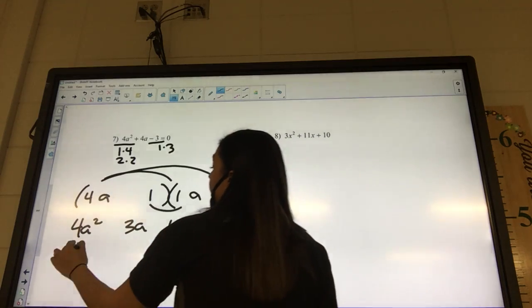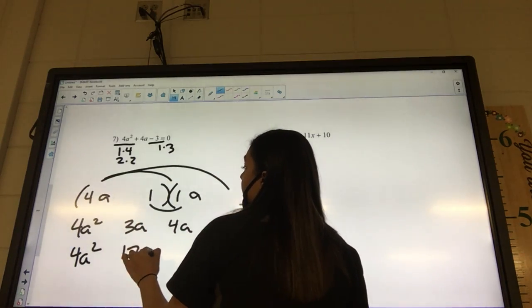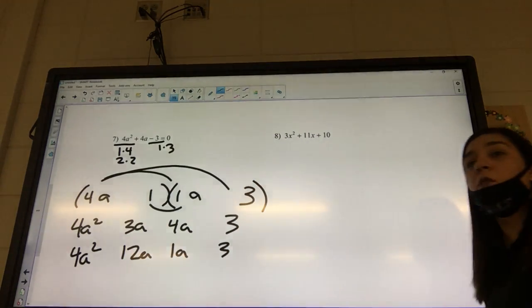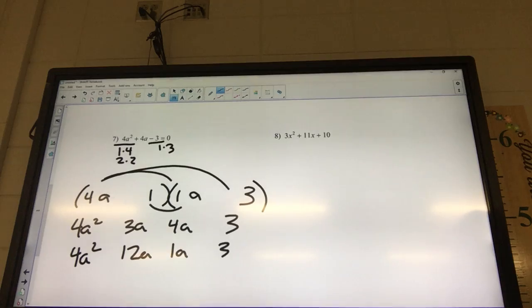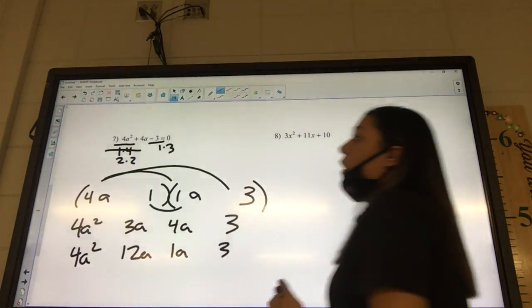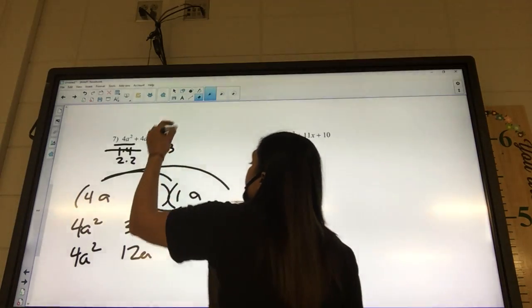Okay? Multiply the first, the outer is going to be 12A, the inner is 1A, and then the last is 3. A 12 and a 1, will that work? No. So we know we've tried 1, then 4, and 4, then 1. So you could cross that one off. Okay? So what's your only option left? 2 and 2.